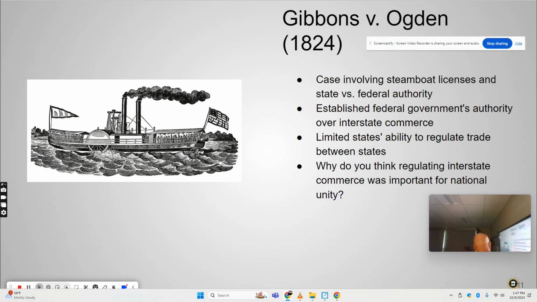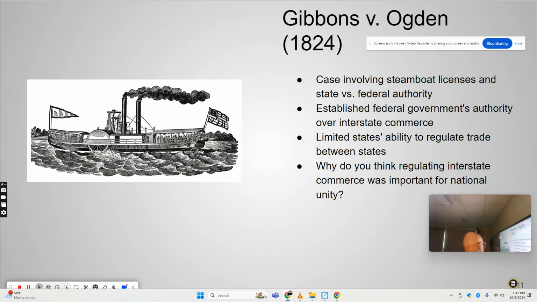The two, though, that I really need you to key in on this week are McCulloch versus Maryland, Supreme Court case, and Dartmouth College v. Woodward. Both important cases under the Supreme Court led by John Marshall.